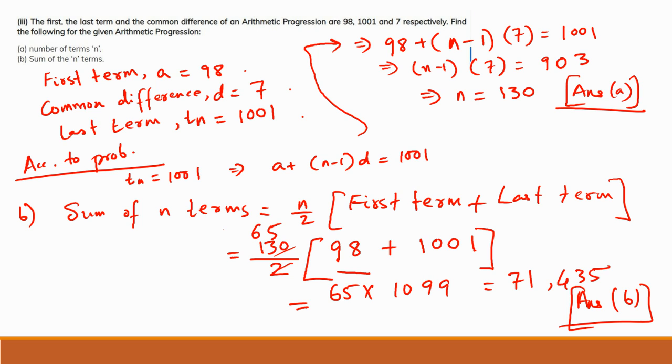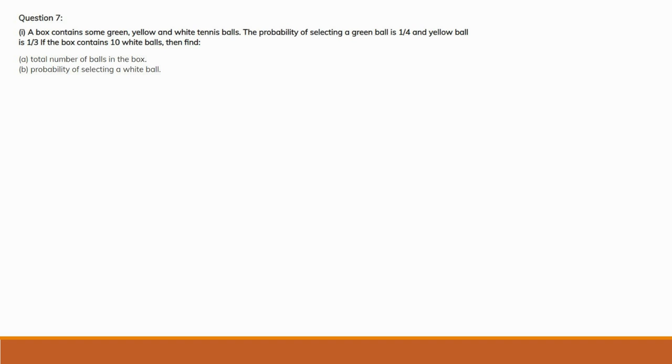So hope this is clear to you. So we have solved the third problem. So 4, 5, 6 are solved. Okay. So now 7. Let's come to this problem 7. Okay. A box contains some green, yellow, and white tennis balls. So they have a box here. They have some green balls, like this, they have some yellow balls, and they have some white tennis balls.